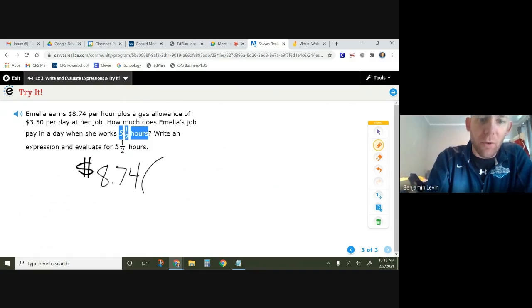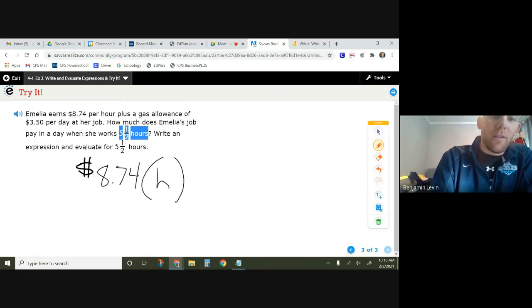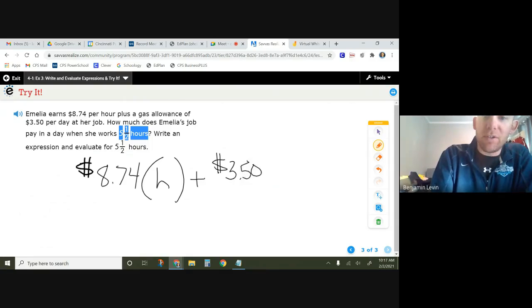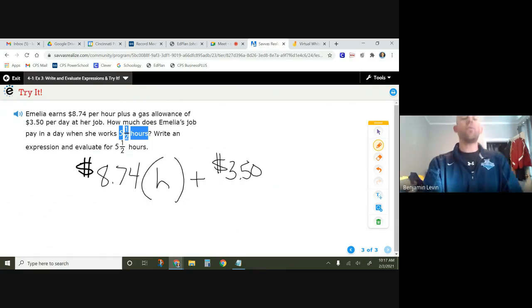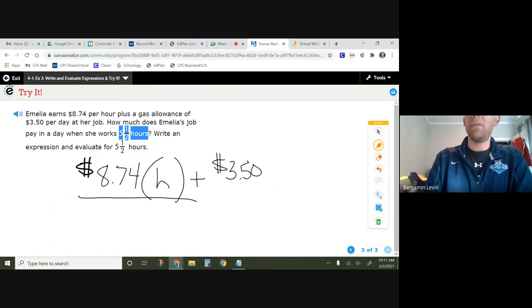$8.74 per hour. So we're going to multiply that by H, the number of hours she works. Plus, she also gets an extra $3.50 gas allowance each day. So this is how much she makes per hour, and then we have to add the $3.50 gas allowance on the end. So whatever she makes, we'll do that calculation, and then we'll add the $3.50 on at the end. So it wants us to evaluate a day in which she worked for 5.5 hours.